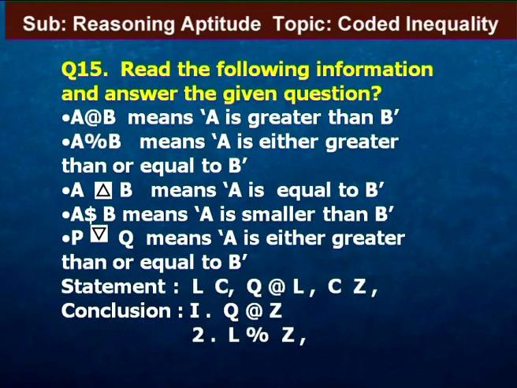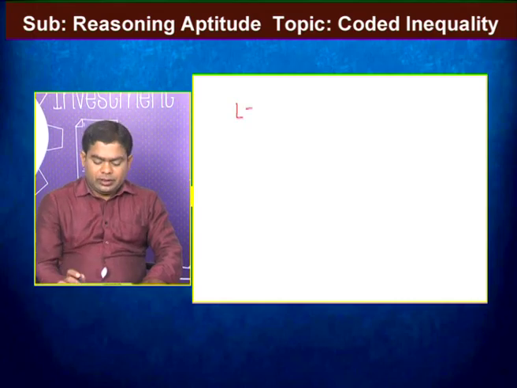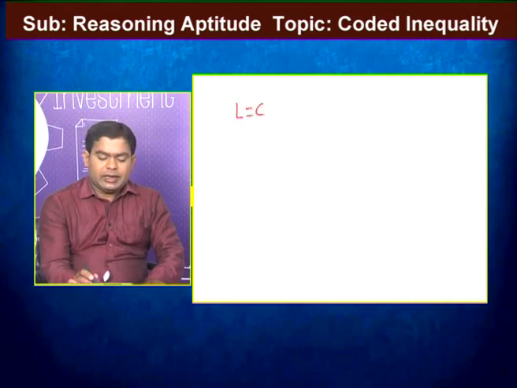L delta C, Q at the rate L, C nabla Z. Conclusion 1: Q at the rate Z. Conclusion 2: L percentage Z. That means we apply the inequalities for the given statement and conclusions. After that we combine the given statements, then verify the given conclusions. So in our question, L delta C.